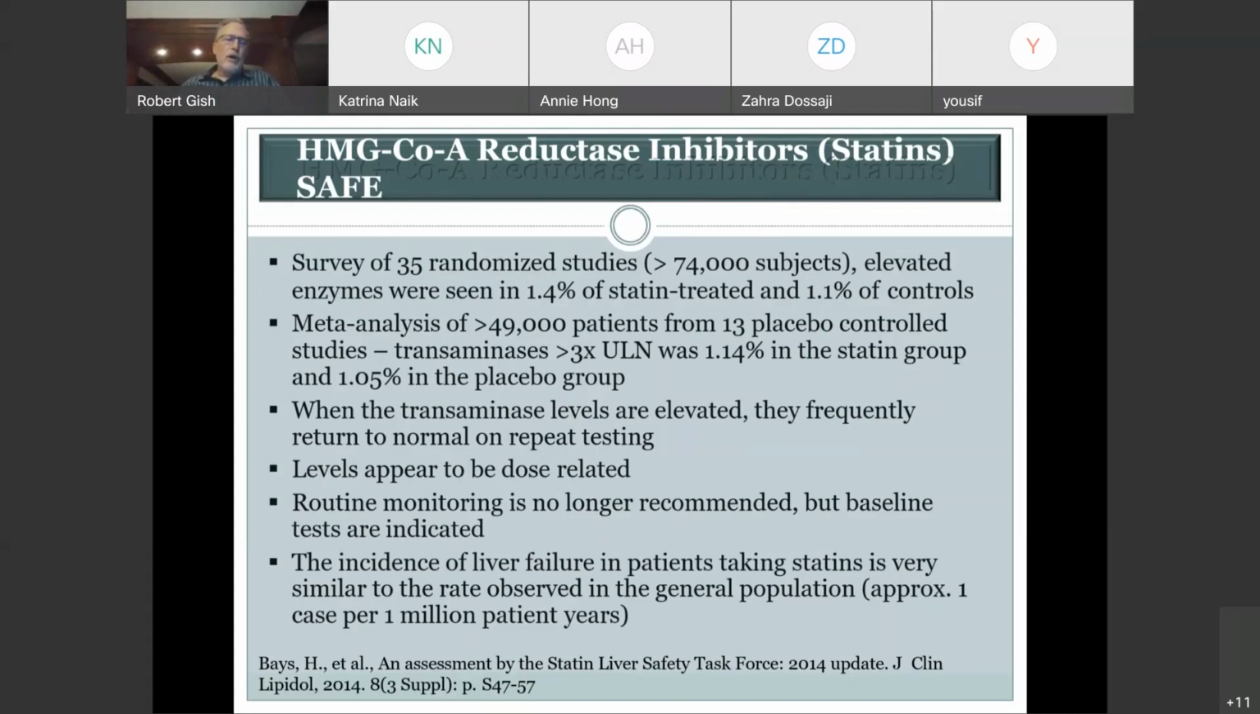And now we give statins to all of our liver patients, especially our cirrhotics, as a liver protective agent, as something that protects against liver cancer. No longer do we monitor these patients. Baseline tests you're always going to have in a statin patient because you're going to be working them up for metabolic associated fatty liver disease. So acute liver failure, 1 per 1 million patient years. That's how safe statins are. As I mentioned, they're really liver protective.